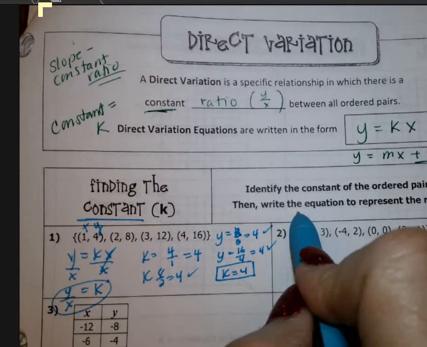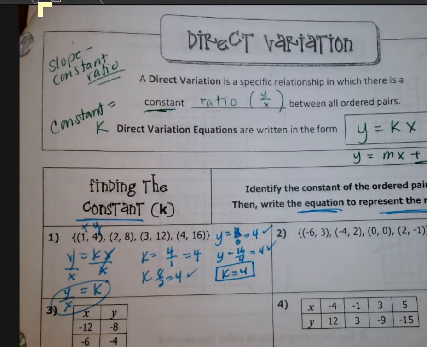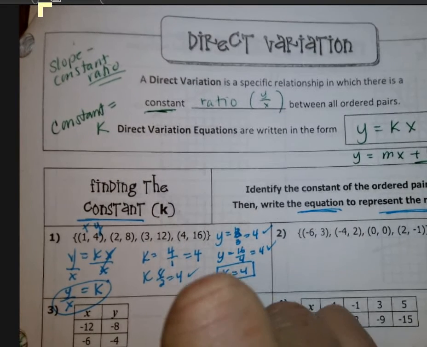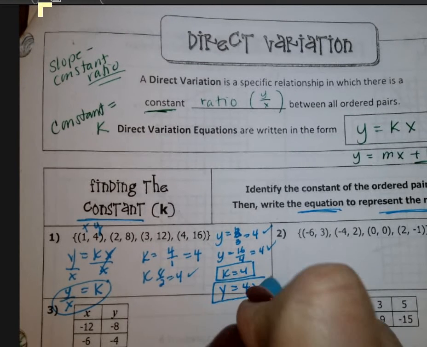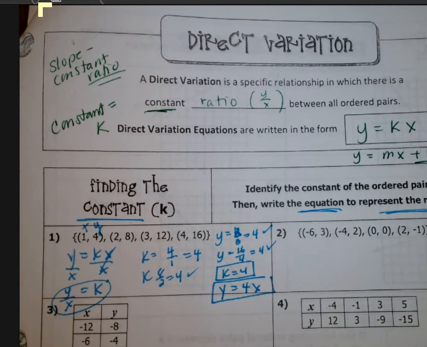Then the equation to represent the relationship is just y equals 4x. It's just replacing the k in the formula or the equation and now making it y equals kx. That's it. Let's look at number 2.